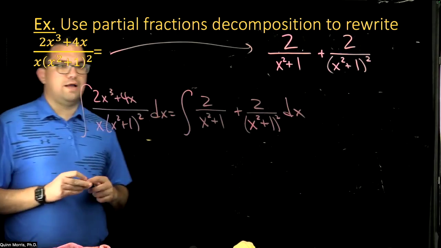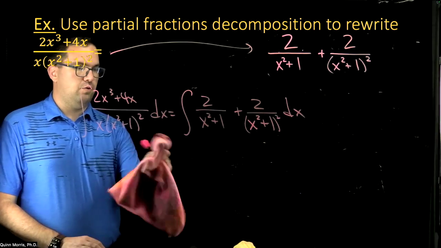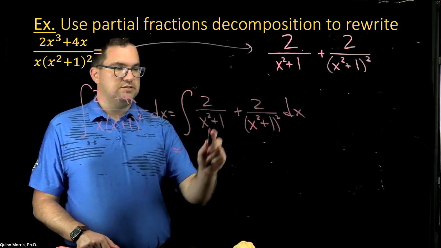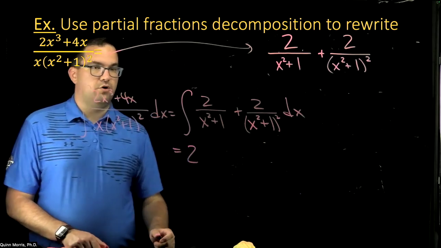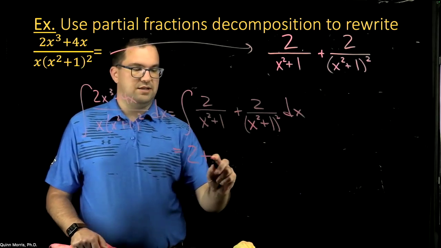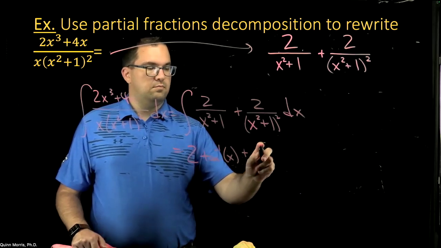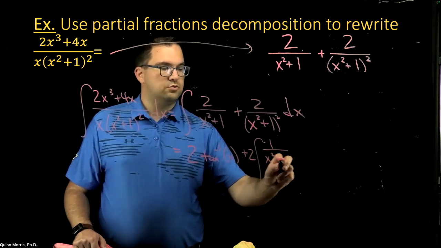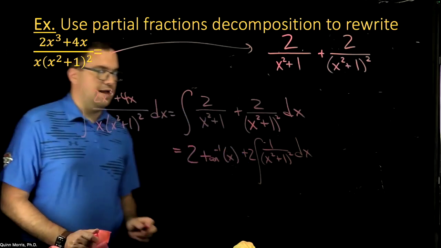Now, here I don't want to emphasize continuing to go through this process. I will point out that if you wanted to do these, this would be 2 times the antiderivative of 1 over x squared plus 1. That's actually tangent inverse of x. Plus, then you'd have this integral, you can pull the 2 out, 1 over x squared plus 1 squared dx.